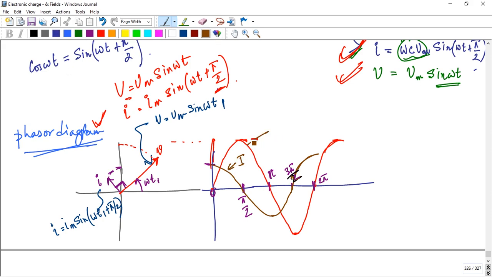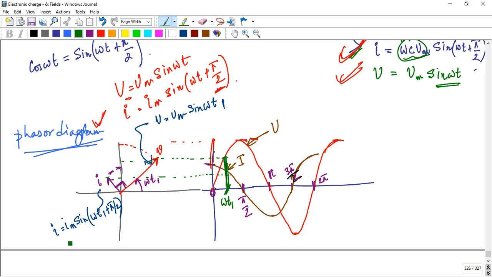Red color represents V. And now the cutting point here, at the cutting point, here is another cutting point. This line is omega t1. That's the phasor diagram.